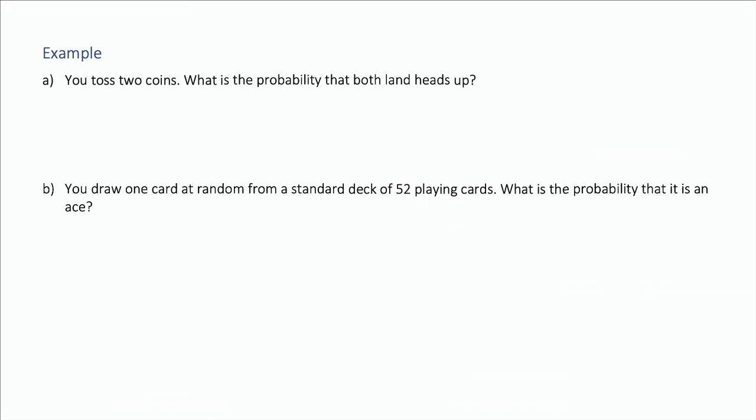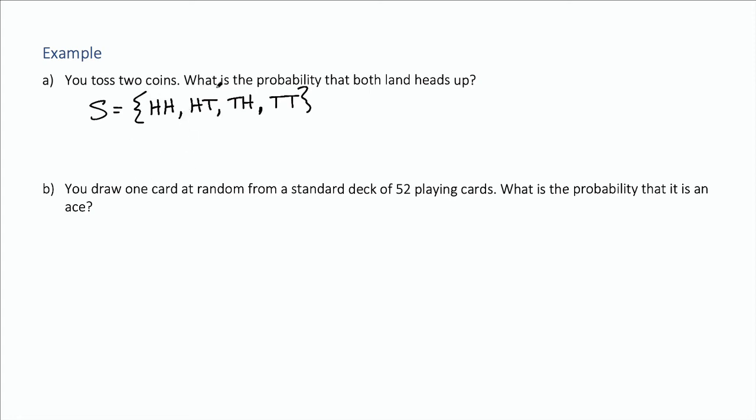You toss two coins. What is the probability that both land heads up? So what we're going to do is look at our sample space, S, and this is where we look at all the possible outcomes when tossing two coins. So we could have heads heads, or heads tails, or tails heads, or tails tails. Those are the four possible outcomes when we do this experiment of tossing two coins.